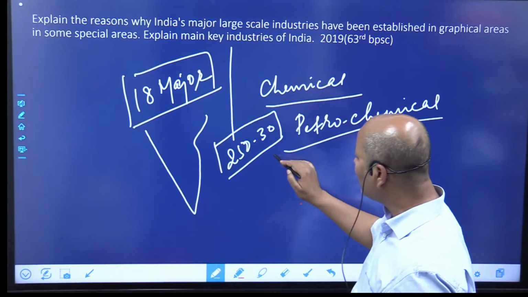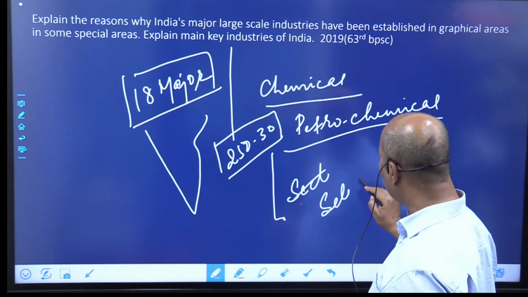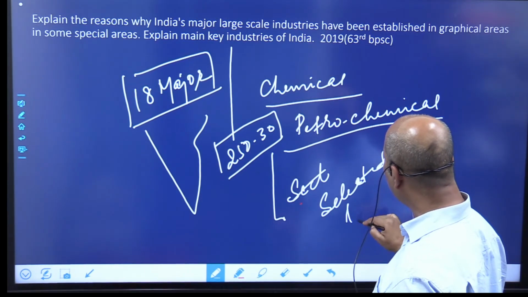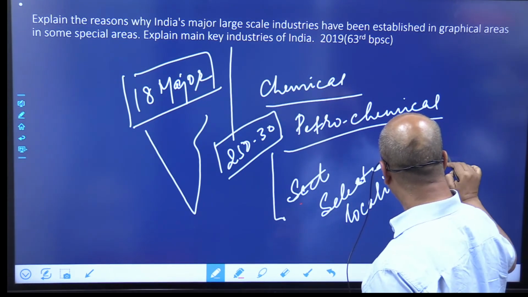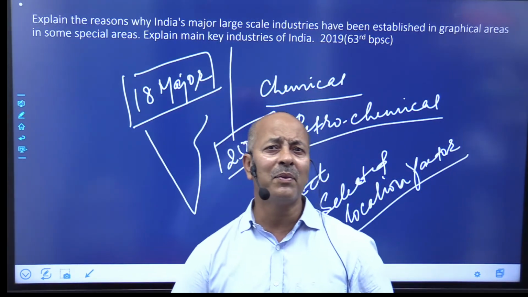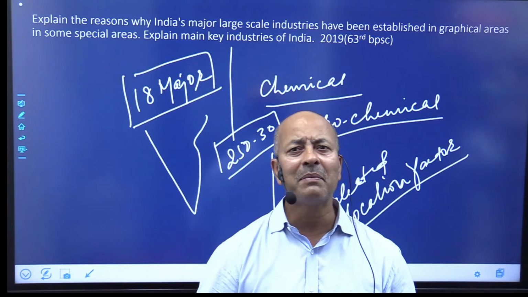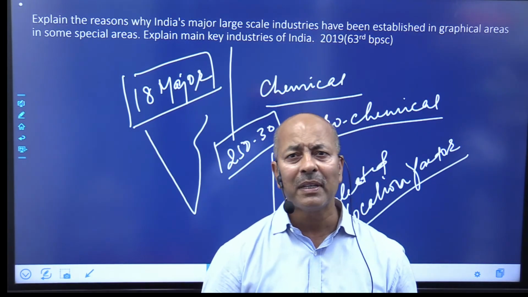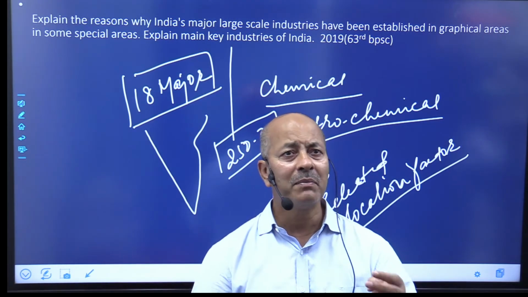Then in every section, you go for selected location factors. For every industry, you will find the same names of location factors, like raw material, water supply, climate, market, labor. It seems similar, but you have to give a proper example from the local areas. Getting this one? So in this way, we can get very good marks.